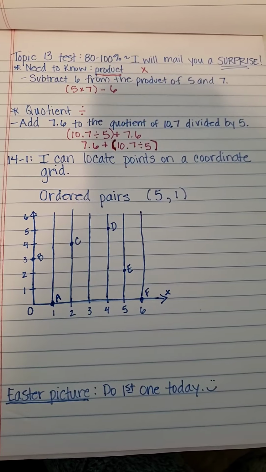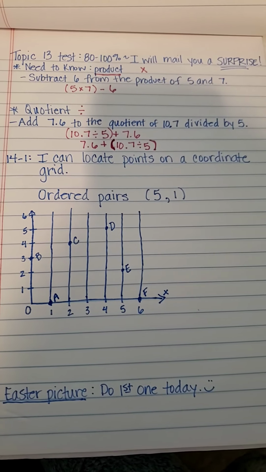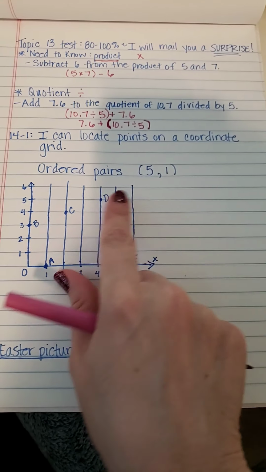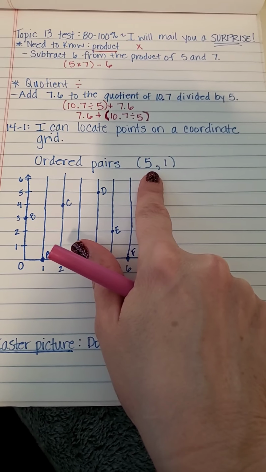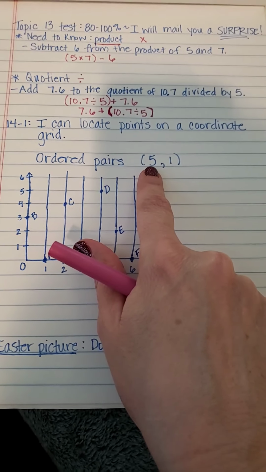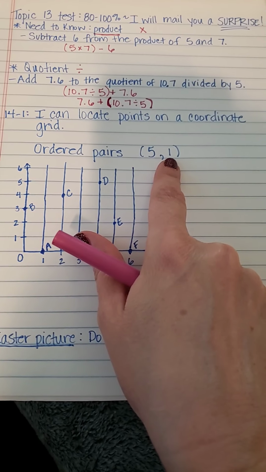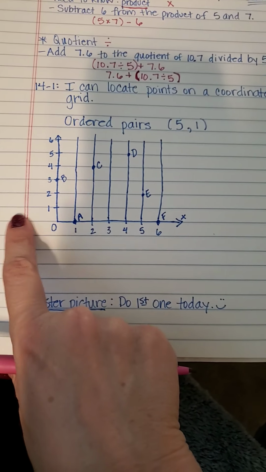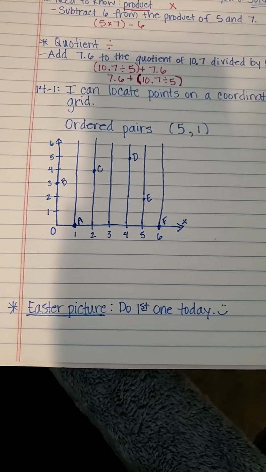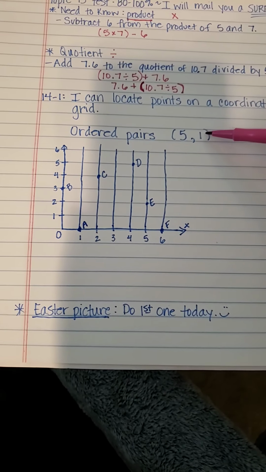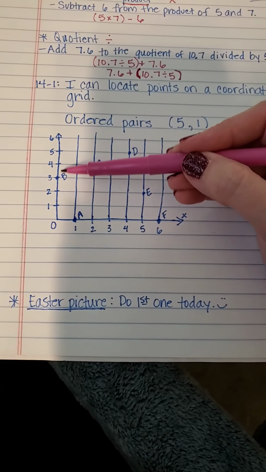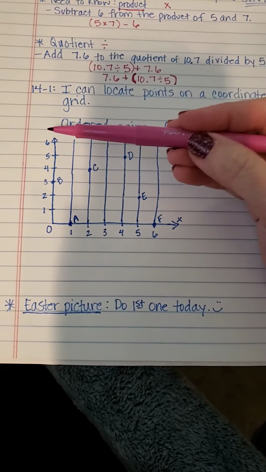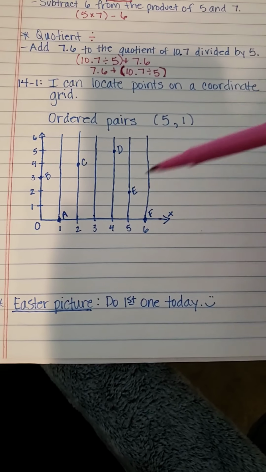Topic 14.1, I can locate points on a coordinate grid. So this is a coordinate grid here. And what a coordinate grid is, it has these ordered pairs on them, and they're written in parentheses. So here's an ordered pair, 5, 1. Whatever comes first in the ordered pair is on the horizontal. They call this an axis, the horizontal line. Whatever is second in the ordered pair is on the vertical axis or the vertical line. A lot of times they'll call this axis X, and that axis Y. Not always, but a lot of times.